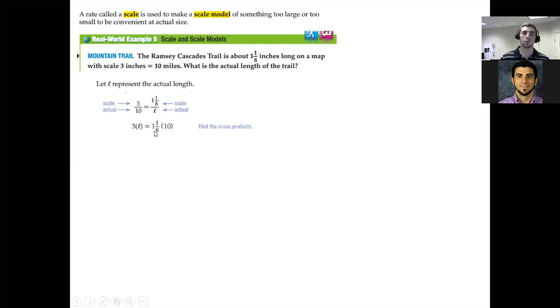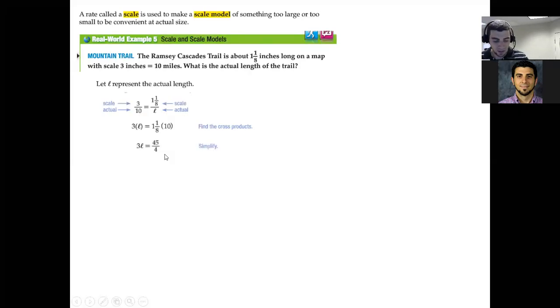So we're going to set up the fraction of the 2 that we know and set it equal to the ratio of the 1 that we know and don't know. All right. So if you let L represent the actual length, you can do scale over actual. So the scale is 3 inches per 10 miles, and that's going to be equal to the scale on the map, the trail is 1 1/8 inches, over the actual length, which we don't know, so we use L. Take the cross product. 3L equals 1 1/8 times 10, and that'd be 45/4.